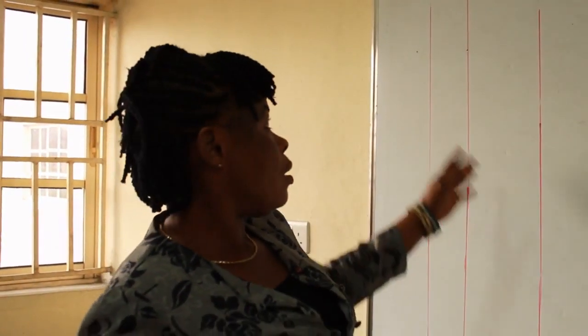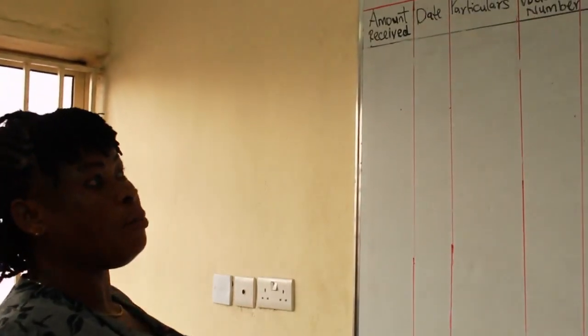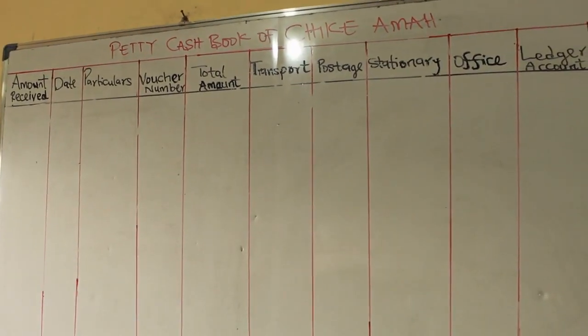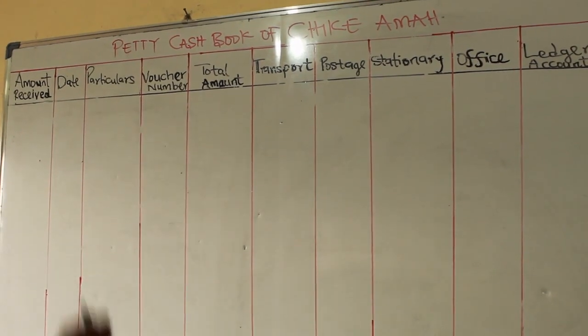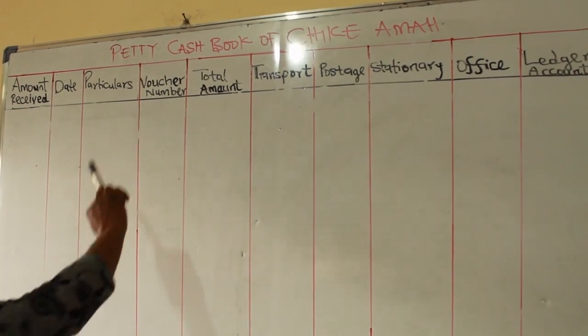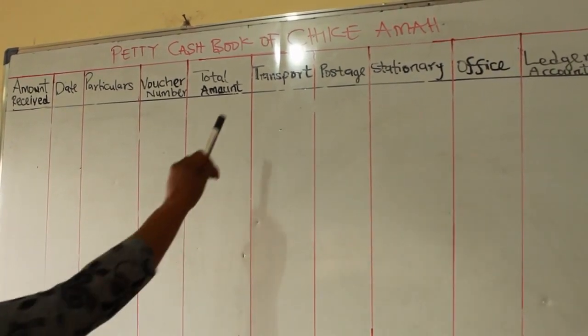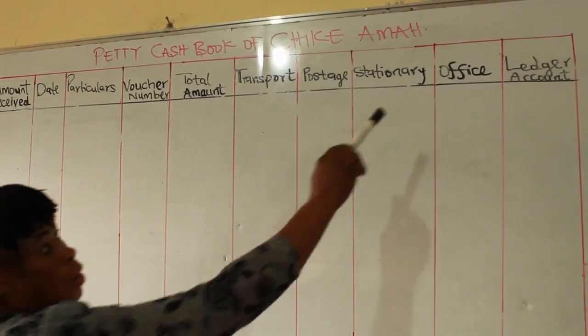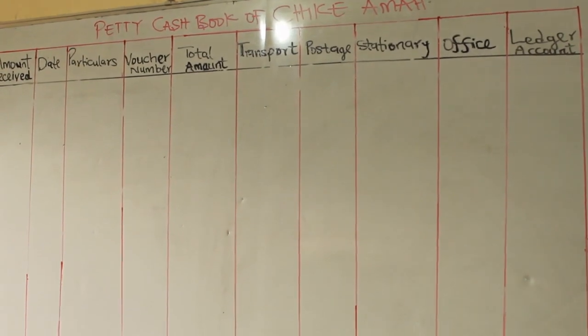Alright, now let's go to the preparation of petty cash book itself. On the board here is a typical example of a petty cash book. It has 8 columns. The amount received, the dates, the particulars, the voucher number, total amount, transport, postage, stationery, office, and ledger account.